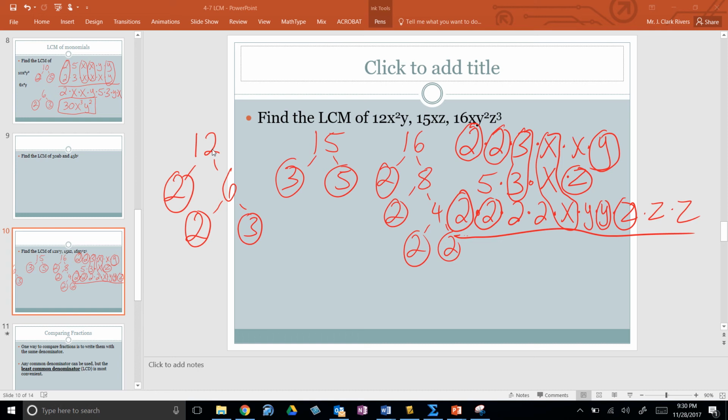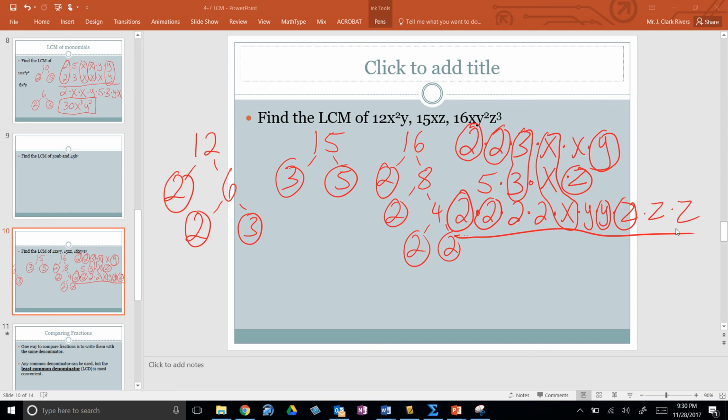So here's 12. That factors out to be 2 times 6, 2 times 3. So 2 times 2 times 3. You see that right here, 2 times 2 times 3. And then x to the power of 2 times y. That's x times y. 15, that is 3 times 5. So 5 times 3 is what I did because I wanted to line up those 3's. And then x times z, so xz. 16 is 2, 2, 2, and 2. So you'll see those 4 2's there. And then x times y squared, y times z to the power of 3, z times z times z.